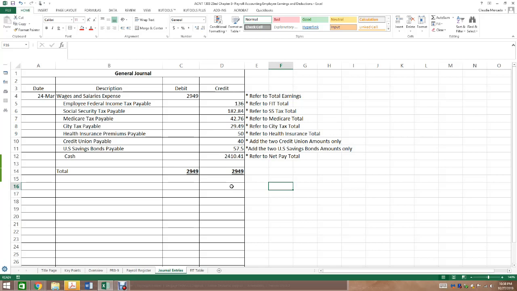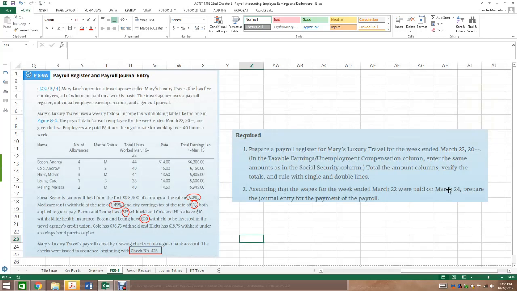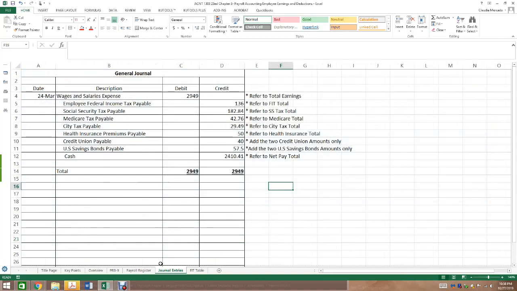That we're asking you to prepare the journal entry for the payment of the payroll. So now, if you're wanting to pay out your employees, this is the journal entry that you're doing. Okay? We are recognizing an expense of $2,949. This is how much the company has the expense for payroll. Okay? We deduct all of the employee-related taxes and deductions. And then this is how much they're left with, how much cash we're going to pay them.